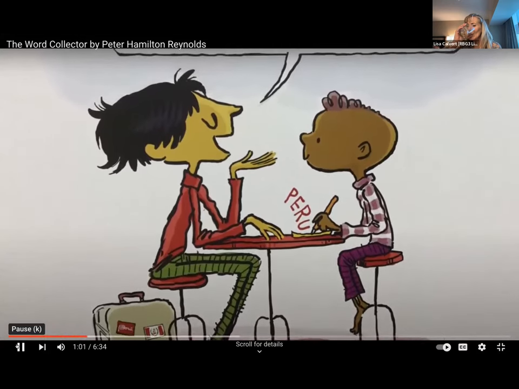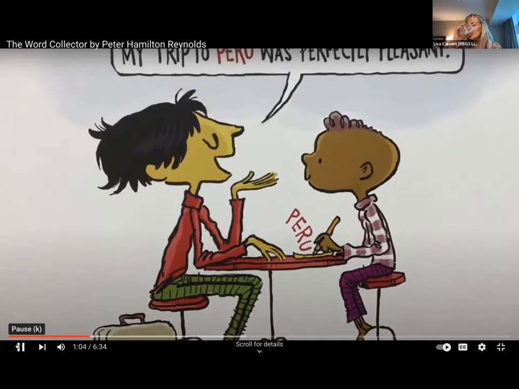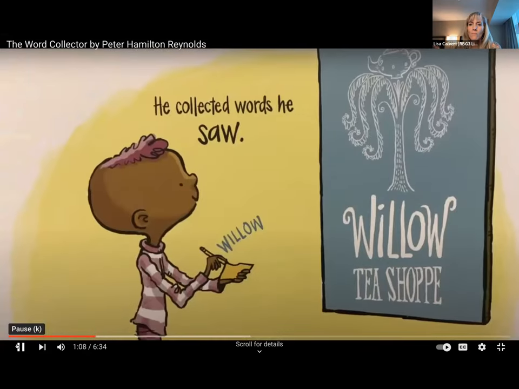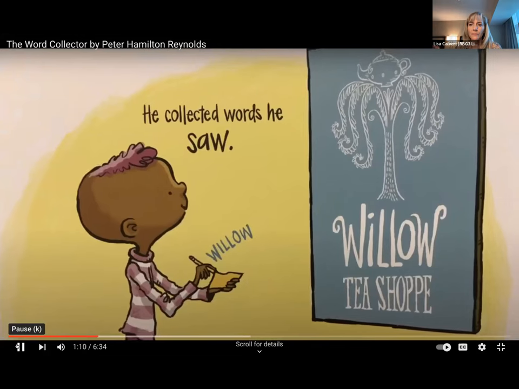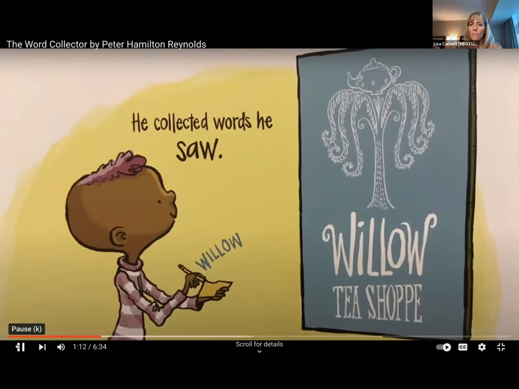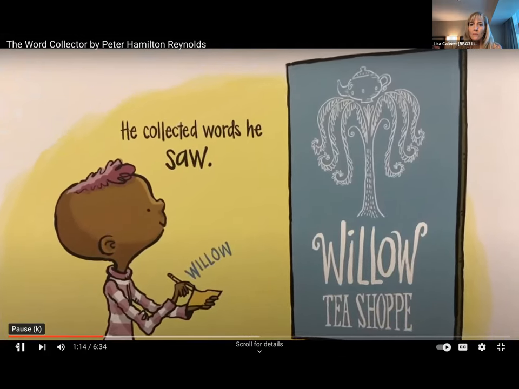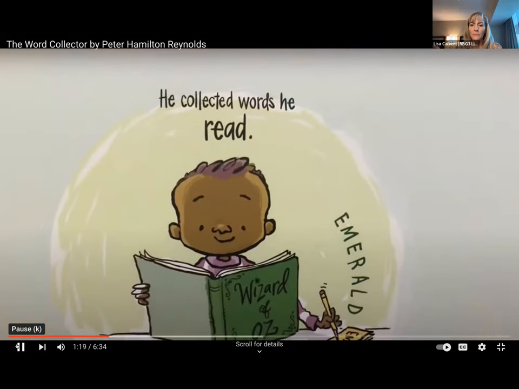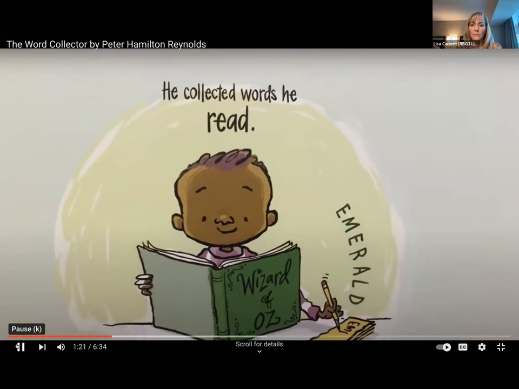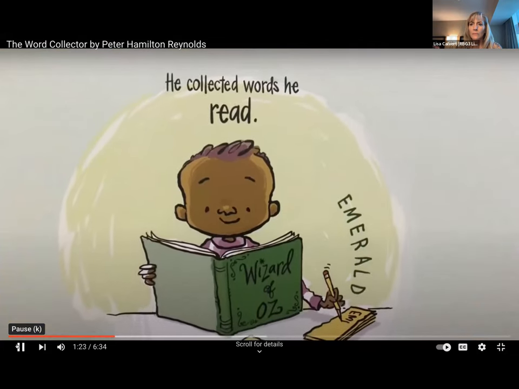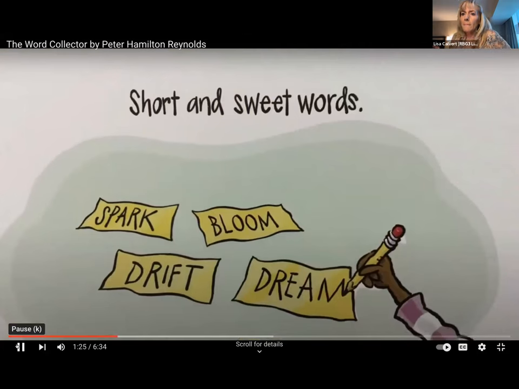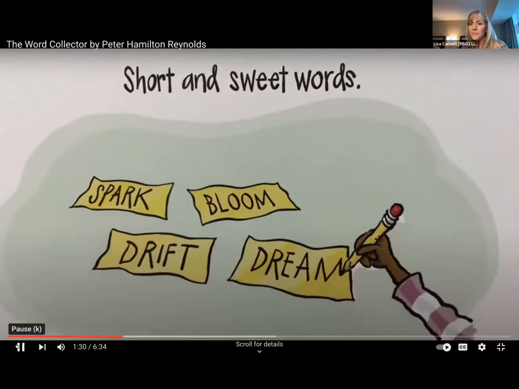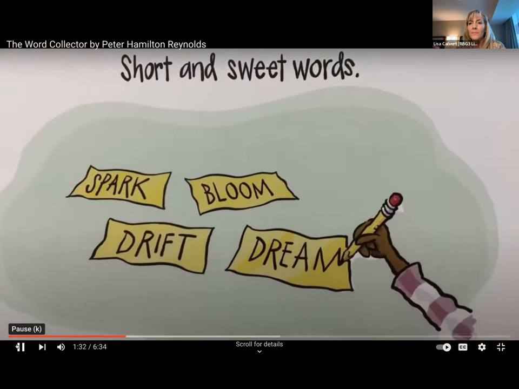My trip to Peru was perfectly pleasant. Certain words caught his attention. He collected words he saw, willow tea shop. Certain words jumped out at him. He collected words he read, emerald. Certain words popped off the page. Short and sweet words: spark, bloom, drift, dream.